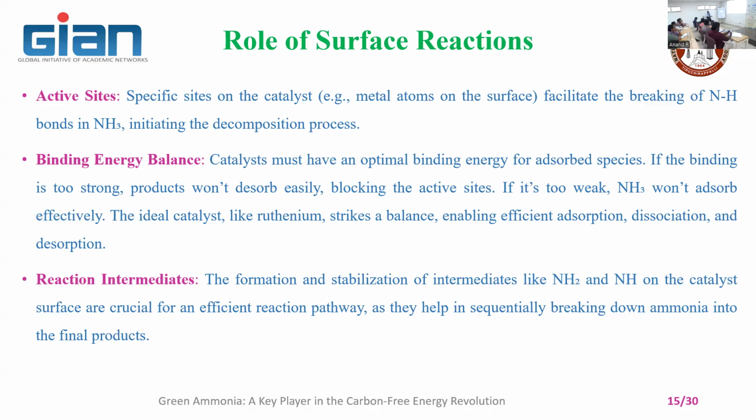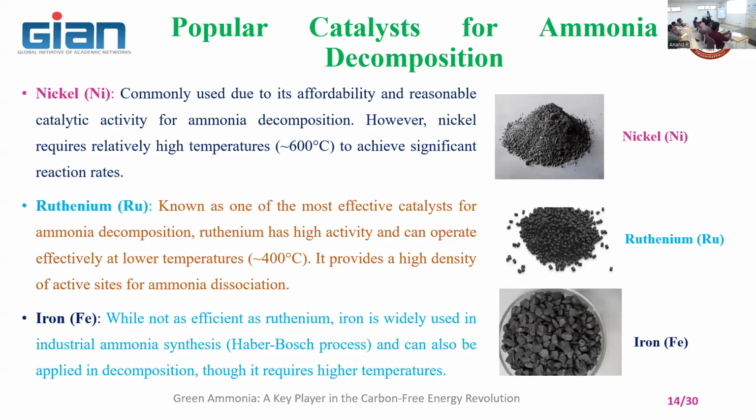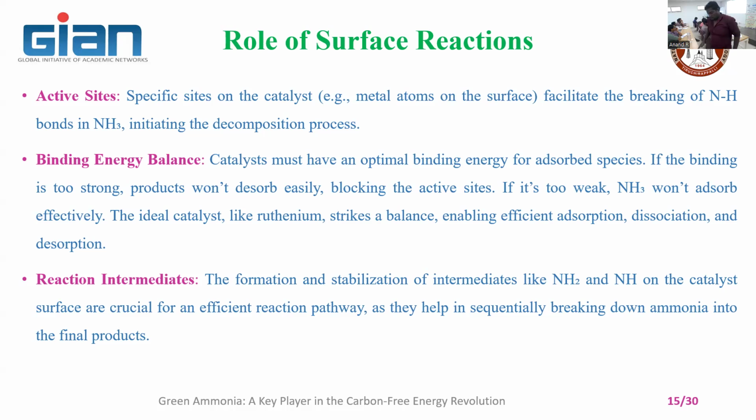The ideal catalyst is ruthenium, which strikes a balanced, efficient adsorption, dissociation, and desorption. From the previous slide, we found that ruthenium, at a minimum temperature, is able to do adsorption, decomposition, recombination, and desorption better than platinum as well as iron. As for reaction intermediates, different intermediates are going to be formed, but at the end you need to ensure that it comes out in the form of hydrogen, not in the form of NH, NH2, or N2. Accordingly, the reactor needs to be operated and the catalyst performance needs to be enhanced.